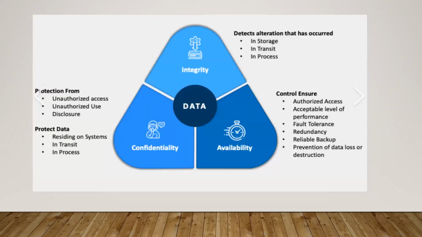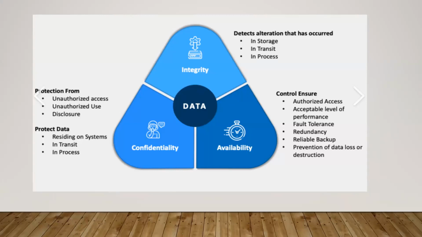Okay, so this is just a diagram. This is the data, this is confidentiality, availability, and integrity. Protection from unauthorized access, unauthorized use, and disclosure. Because disclosure is just saying when we have people who are not authorized and they get access to the data, they can just disclose the data. That's why we see a lot of data breaches. People can just take your data and go and sell it on the dark web.